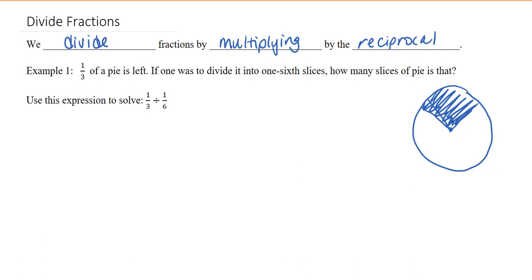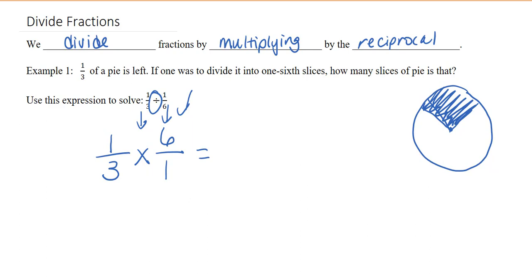So how we do this is we go 1/3. We're going to change the sign, so we change the division sign to multiplication. And then we go times 6 over 1. So we took the reciprocal. So we're multiplying by the reciprocal. So let's go ahead and do that.